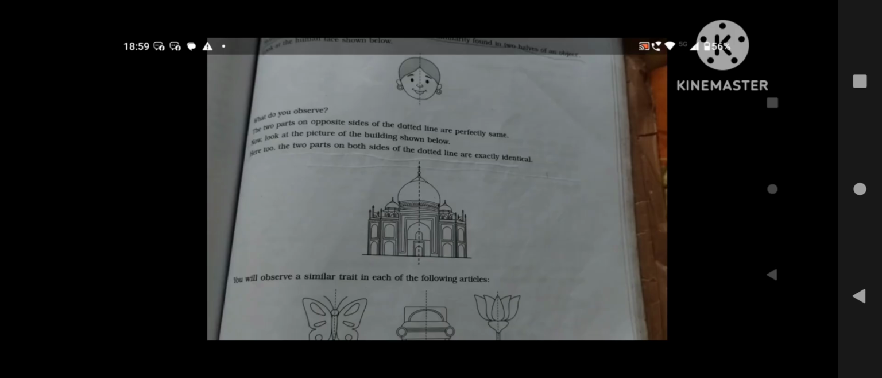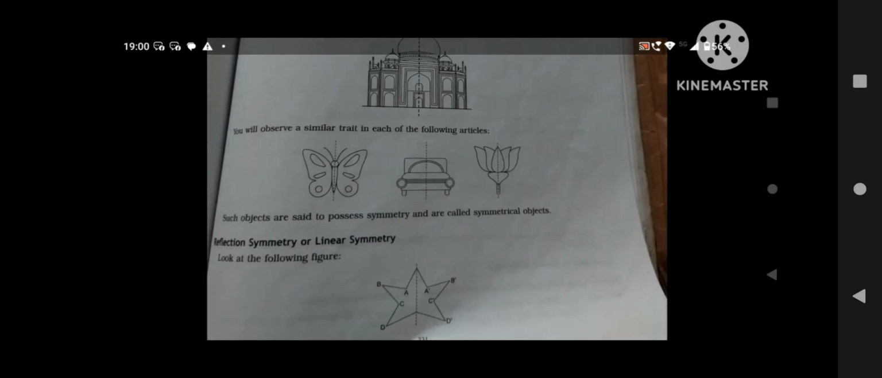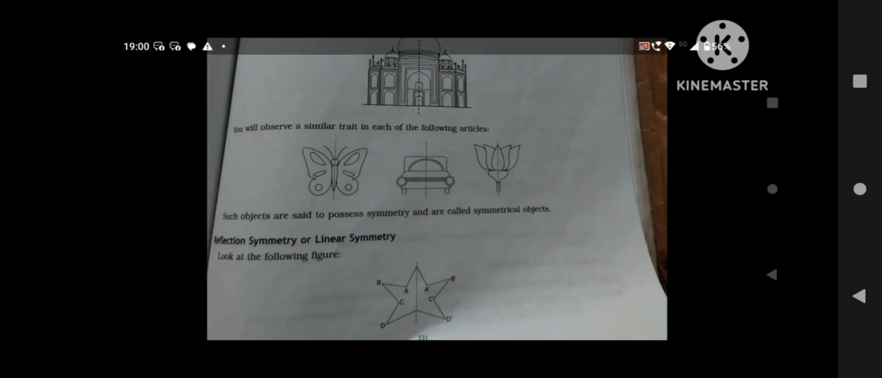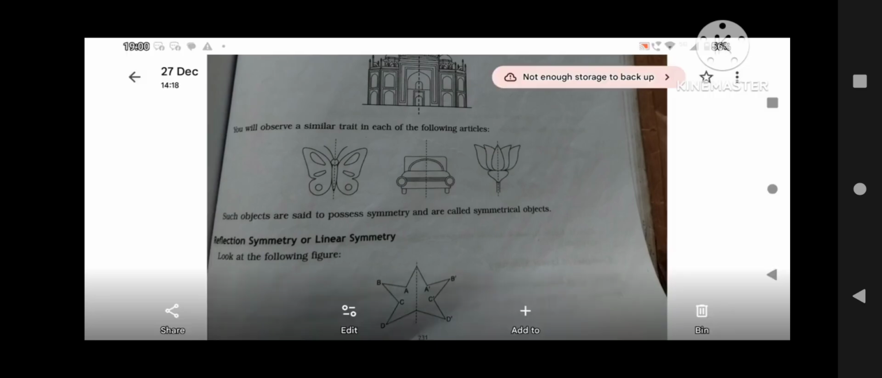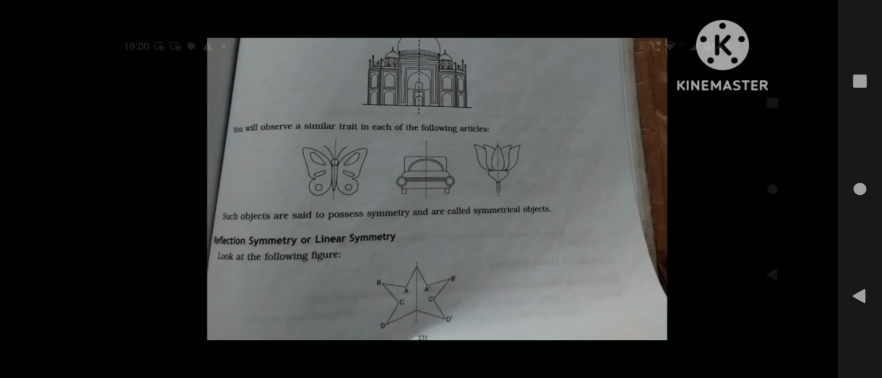Now look at the picture of a building shown below. Here too, the two parts on both sides of a dotted line are exactly identical. You will observe a similar trait in each of the following articles. Such objects are said to possess symmetry and are called symmetrical objects.